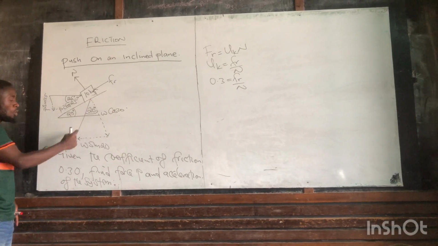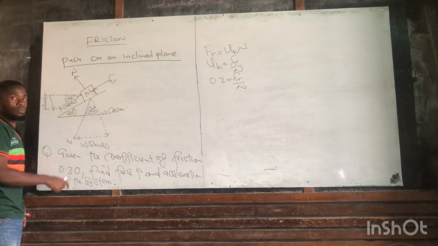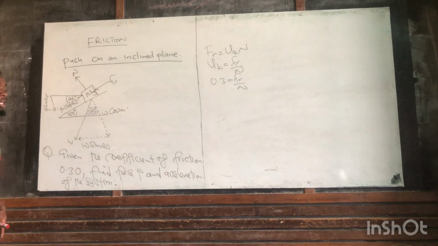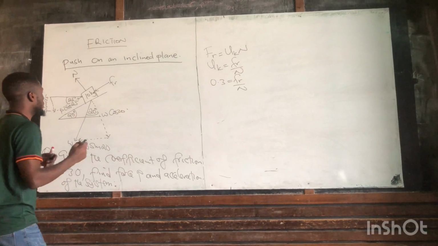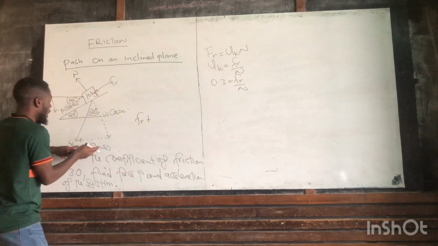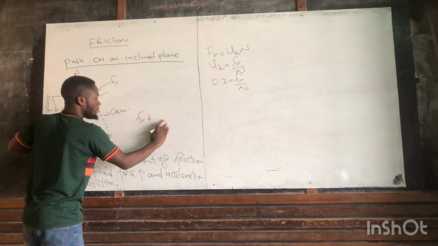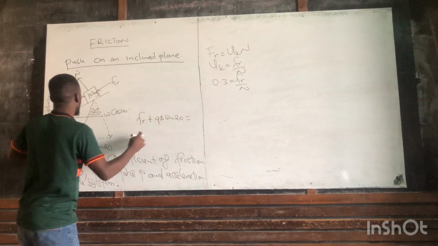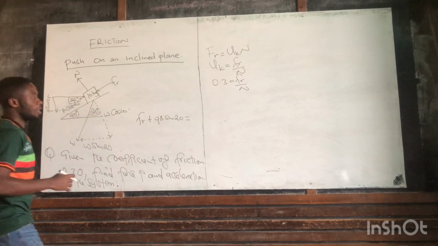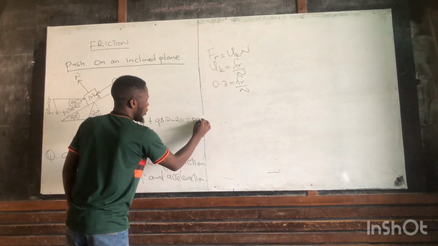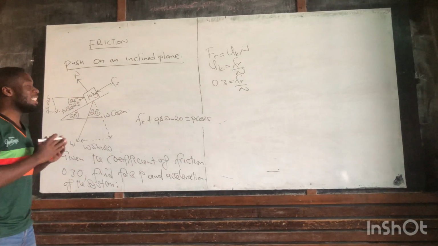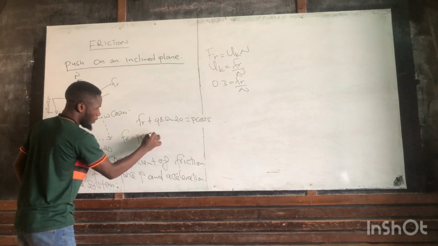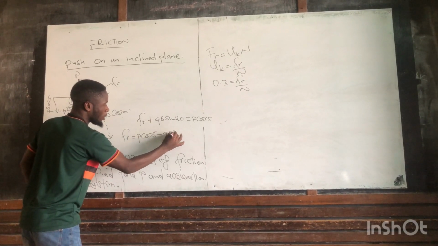The weight is 10 multiplied by 9.8, which is 98 newtons. So it will be the frictional force plus this component here, which is 98 sine 20, equal to the force facing the other direction, which is P cos 25. From here, we need to make the frictional force the subject of the formula. So the frictional force will be equal to P cos 25 minus 98 sine 20.